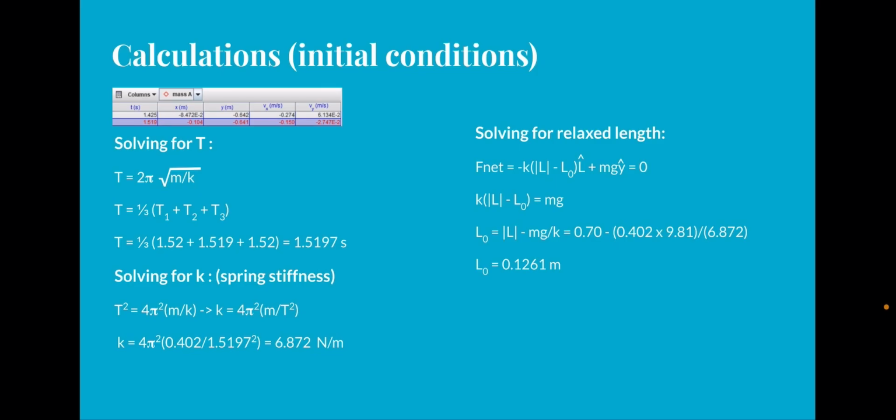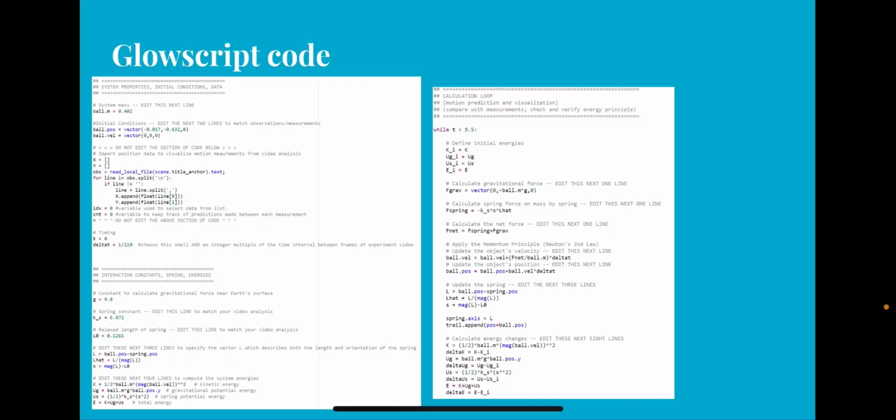Lastly, we must solve for the relaxed length of the spring, which is the equation F net equals negative k times L minus L naught times L hat plus mg y hat equals 0. We can then arrange it and solve for L naught, which is 0.1261 meters. We can then use this to fill in our GlowScript code with our initial conditions and everything we have solved for in the previous slides to run the code and see the movement as seen here in the GlowScript code.